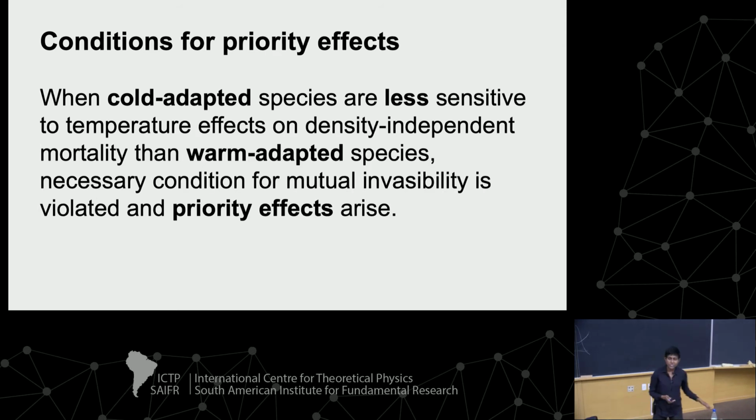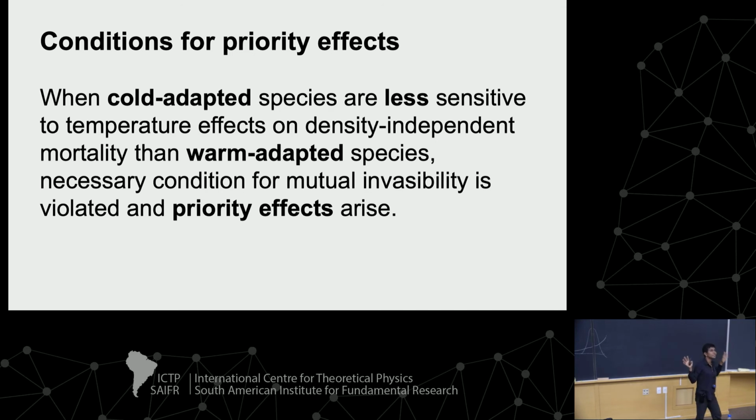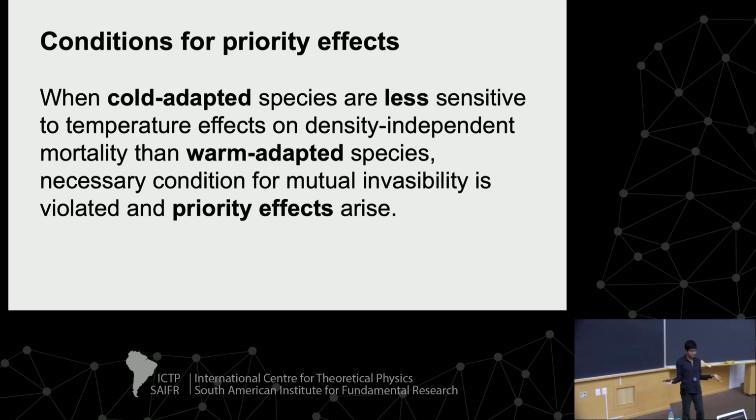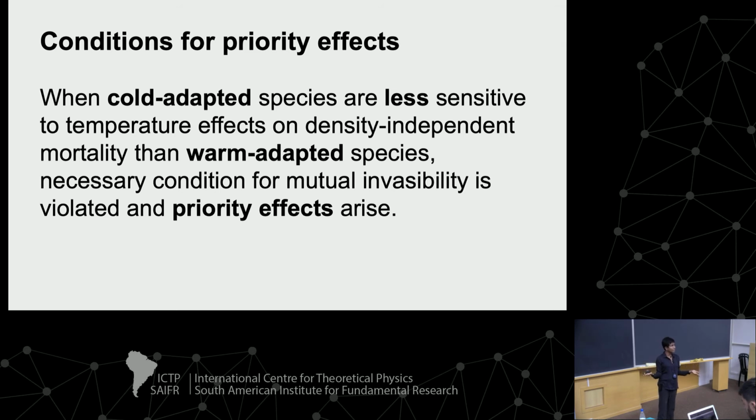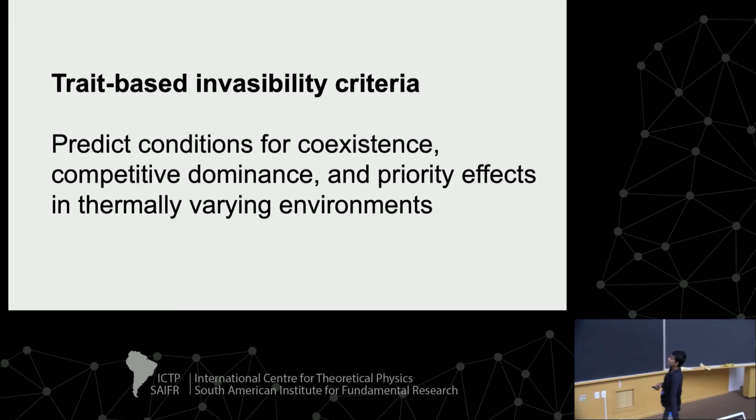All right, so the conditions for priority effects are the opposite. If the cold adapted species are less sensitive, so if you draw these curves the other way, then the necessary condition will not be met. If the necessary condition is not met, what do you get? Outcomes are dependent on initial conditions. All right. So what's really nice is that we can use these trace-based invisibility criteria to predict the conditions for coexistence, competitive dominance, and priority effects in thermally varying environments. Right. Now, okay, that's all well and good.